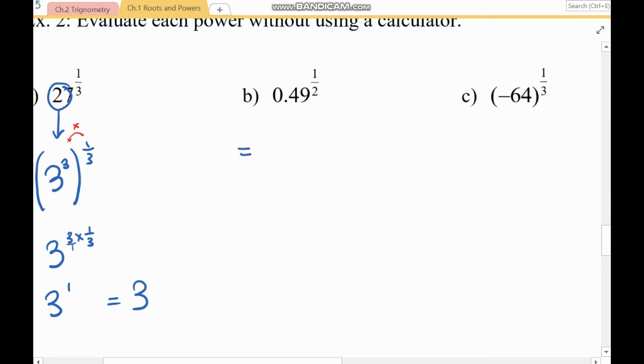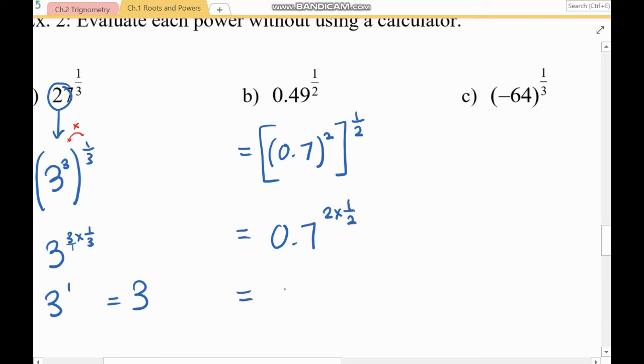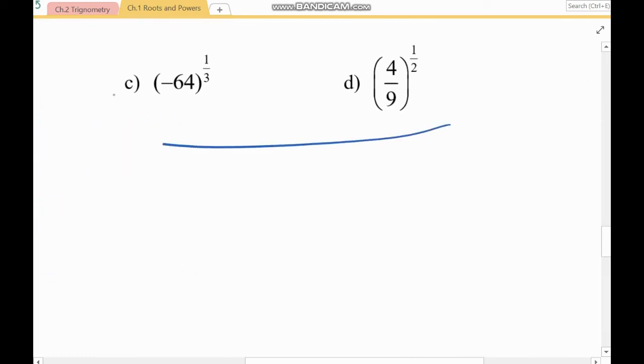0.49. Look at 0.49. That is 0.7 squared to the power of half. Then that is 0.7, 2 times half. 2 times half is 1. 0.7 to the power of 1. That is just 0.7. All right, I want you to try those 2 questions by yourself. Pause the video, try those 2 questions.